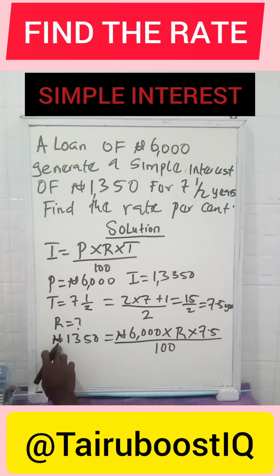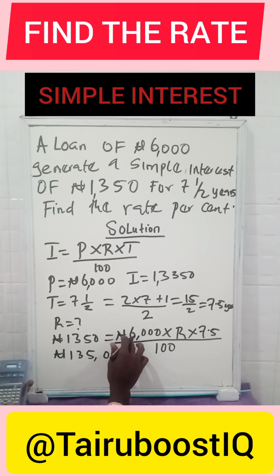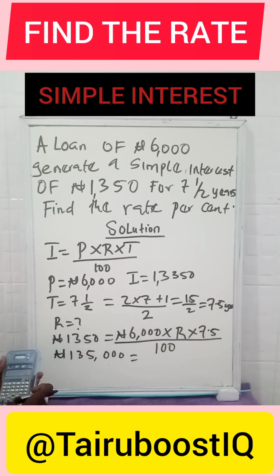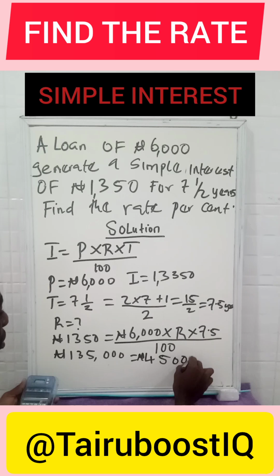At this point, I'm going to cross multiply. That is, I'm going to say 1,350 times 100. 1,350 times 100 will give me 135,000. Then I'm going to multiply 6,000 by 7.5. 6,000 times 7.5 will give me 45,000.